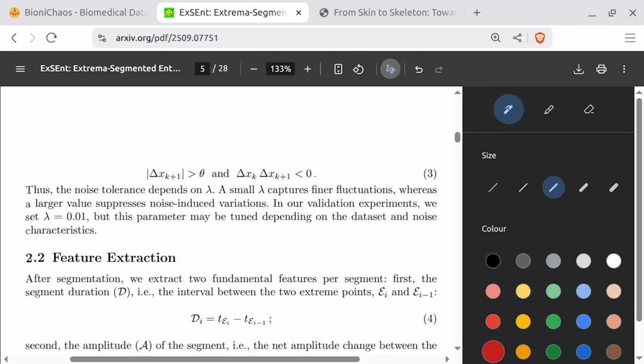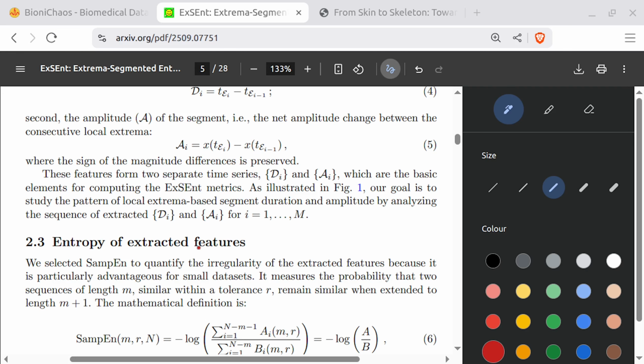I scrolled down the page a bit more, but can you also explain it in plain language? Certainly. After the signal is broken into segments, two main features are extracted from each segment. The first is the duration of the segment, which is simply the time between the two extreme points in that segment. The second is the amplitude, which is the total change in the signal's value between those two extreme points. These two features, duration and amplitude, are used to calculate the ExSEnt metrics.